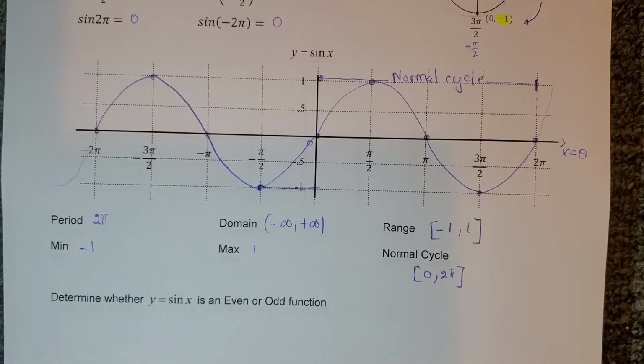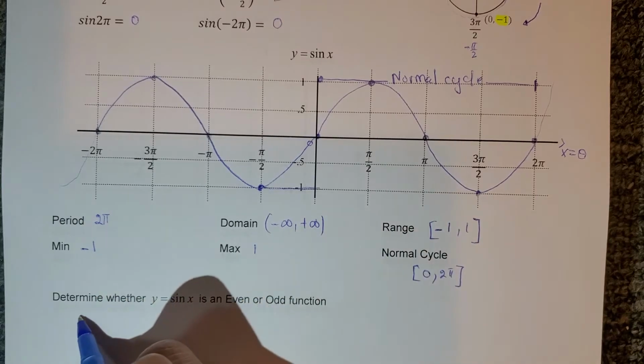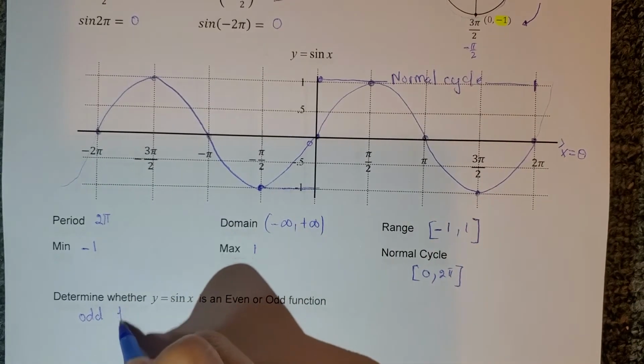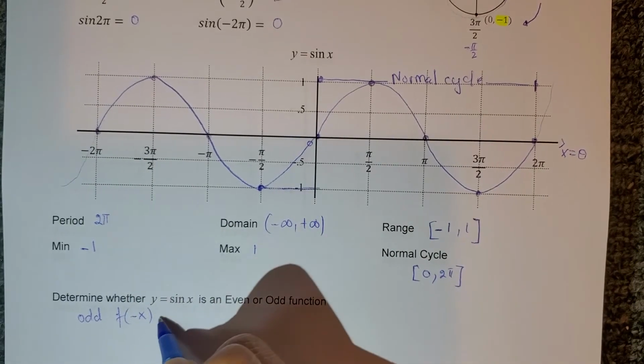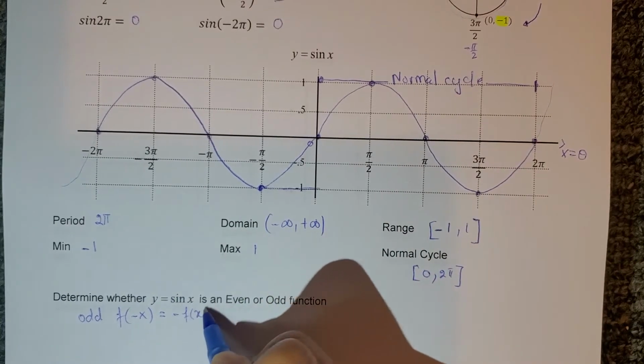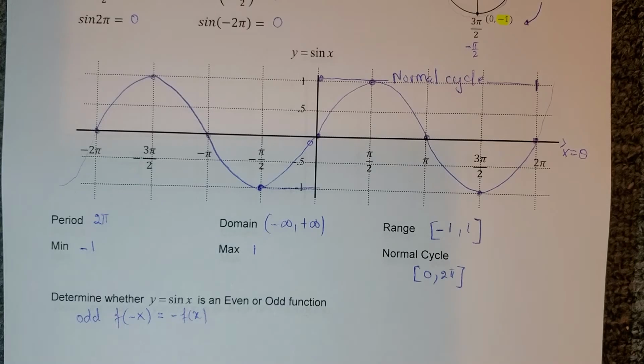So now we're going to talk about determining whether the sine function, y equals sine x, is an even or odd function. We can check this by, I don't know if you guys remember the algebra. Algebra says that if you have an odd function, f of negative x equals negative f of x, that is an odd function. If it's not an odd function, it's going to be an even function. So there are only 2 of them, either odd or even, okay?